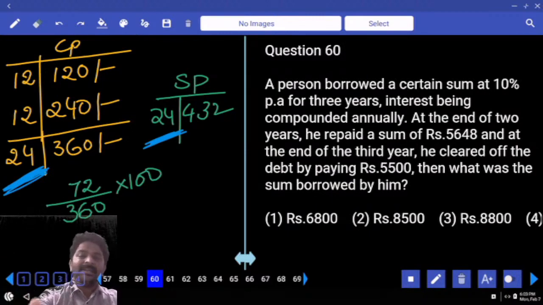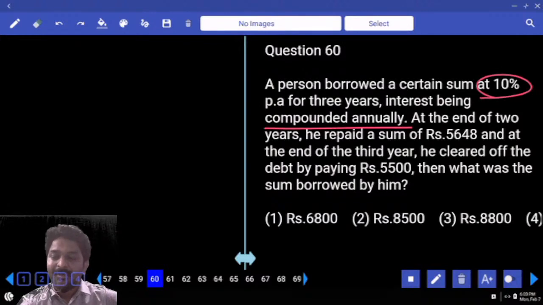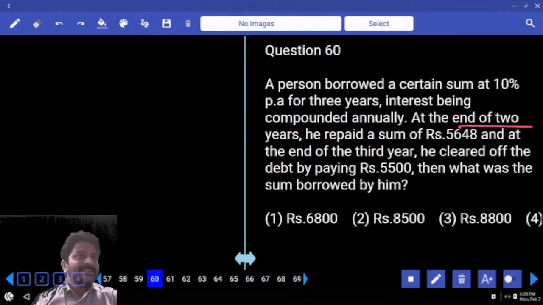Okay, now let's see. Rate of interest is 10% and it is compounded annually. So after how many years is he paying some money? After 2 years. See, after 2 years, if he wants to clear off everything, how much is he supposed to pay?